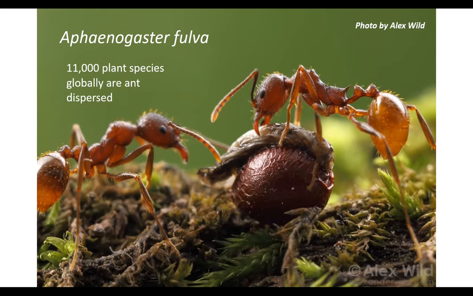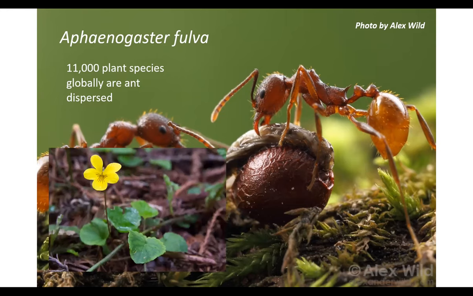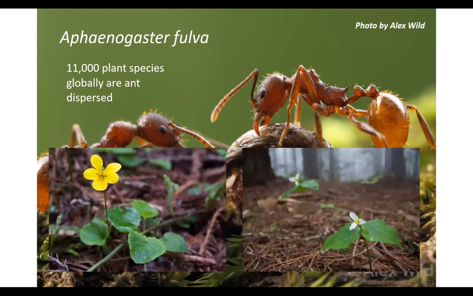And globally, there are 11,000 plant species that are so far known to have ants as one of the dispersers. Some of our most beautiful spring ephemeral flowers are ant dispersed: violets, trillium, bloodroot. So this spring, when you're enjoying the spring ephemerals, you can thank your local Aphaenogaster colony.